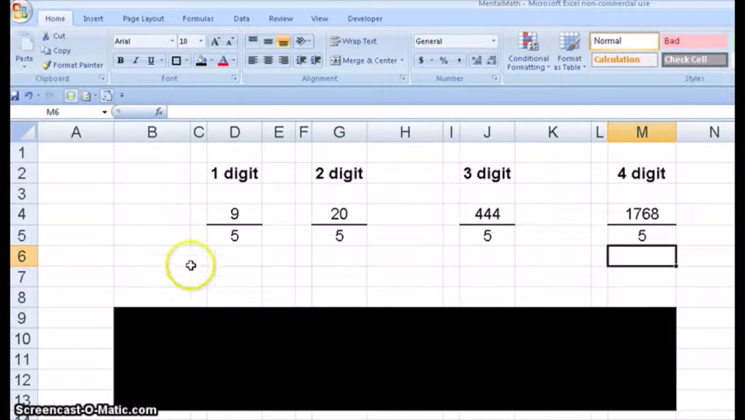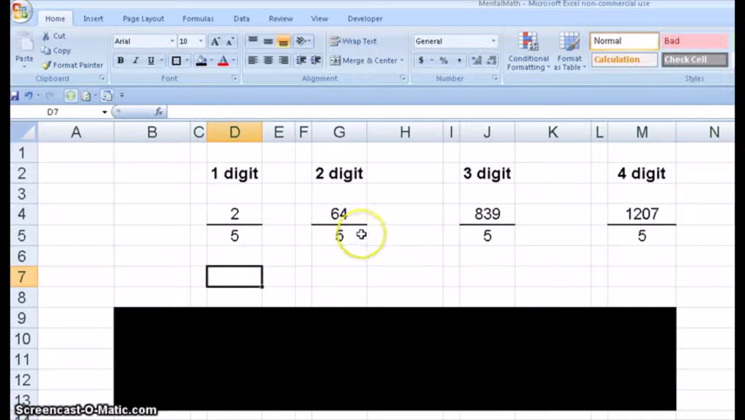Okay, let me generate some other numbers. Okay, 2 divided by 5 is 0.4. 64 divided by 5 is 12.8. 839 divided by 5 is 167.8. 1207 divided by 5 is 241.4. Okay, so I did those fast. I think I did them pretty fast. Obviously, I do it slower for the 4-digit and some of the 3 digits. So let me reveal the trick, okay?